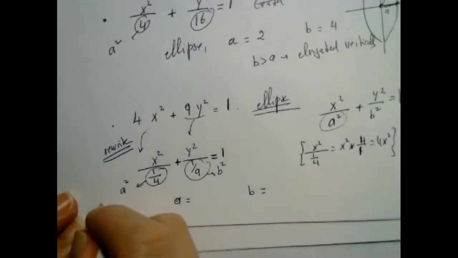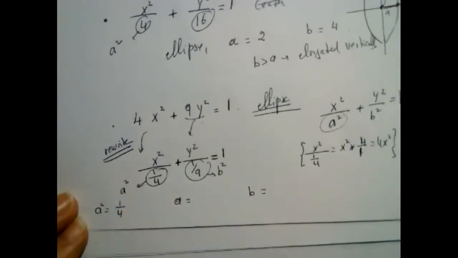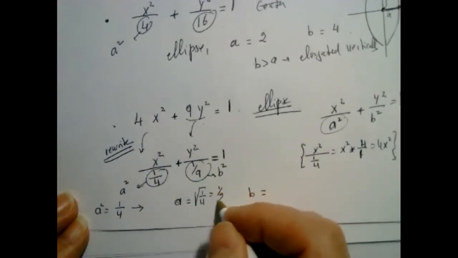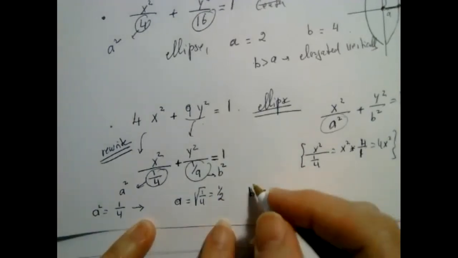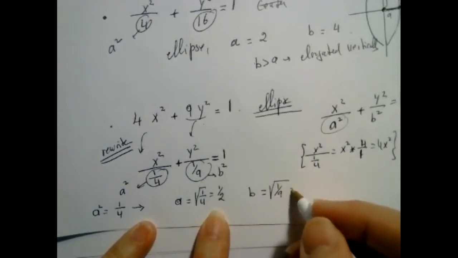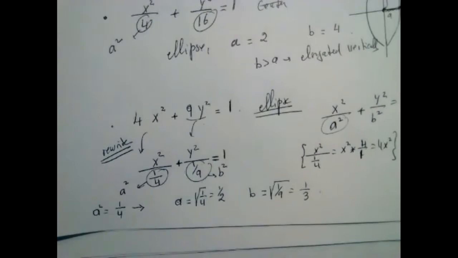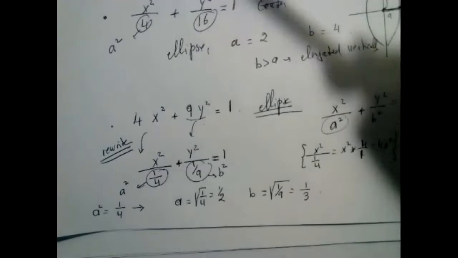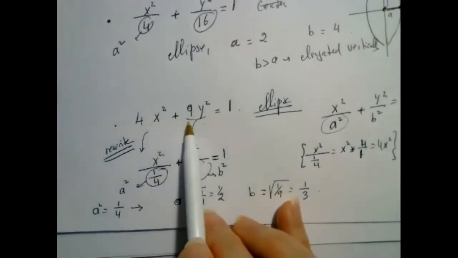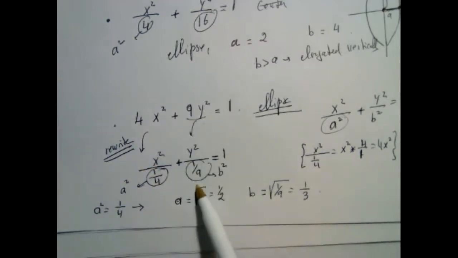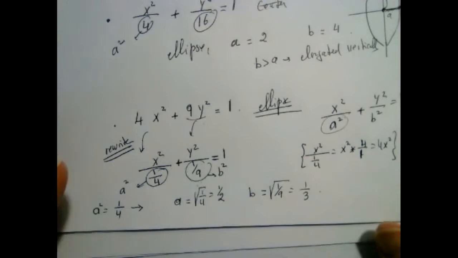So A squared is 1 over 4, which means the A is the square root of 1 over 4. The square root of 1 over 4 is a half. B squared is going to be 1 over 9. B is the square root of 1 over 9, which is 1/3. Okay, so the reason I give this problem is to address the issue that we came up with before. This is still an ellipse, but we have to play a game to make it into an ellipse. We can rewrite it this way, and that will be an honest to goodness ellipse.